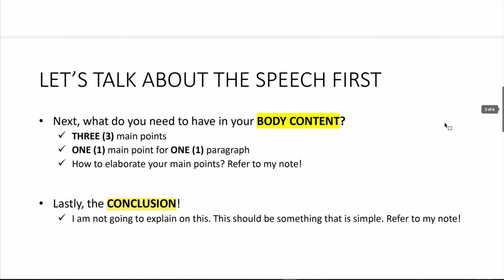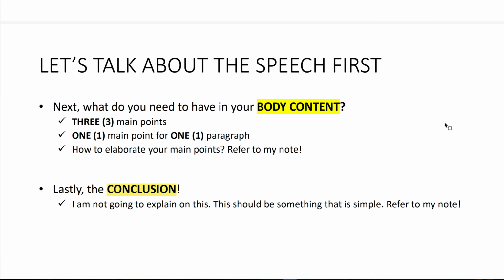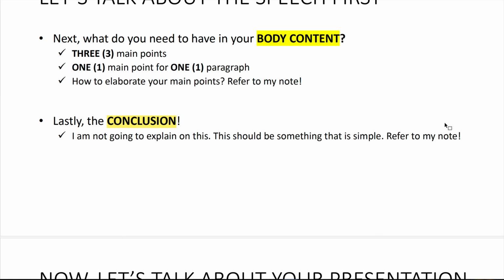Now, what do you need in your body content? Three main points, of course. That means three paragraphs. And one main point is for one paragraph, and you must elaborate your paragraphs. And how to elaborate? Well, refer to my lecture video and my lecture notes. And of course, lastly, you need to have a conclusion. I do not need to explain about your concluding paragraph because any speech must be concluded, right? But if you're not sure how to conclude, refer to my note.